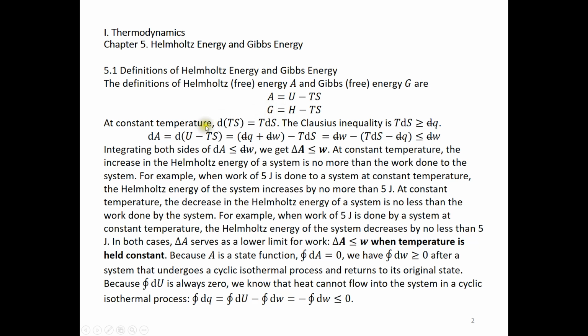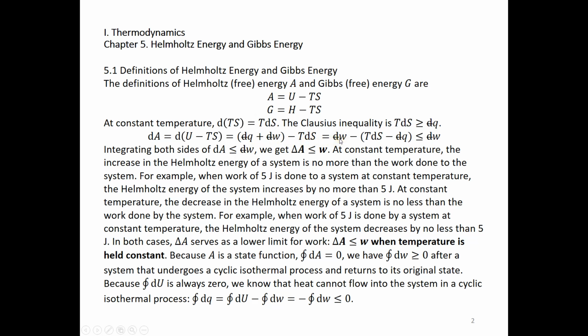At constant temperature, the differential of the product TS is just TdS, and we know the Clausius inequality is this: TdS is greater than or equal to dQ. Using these two pieces of information, we can prove dA is less than or equal to dW. This is just because A is U minus TS and dU is dQ plus dW, and we can rearrange these three terms.